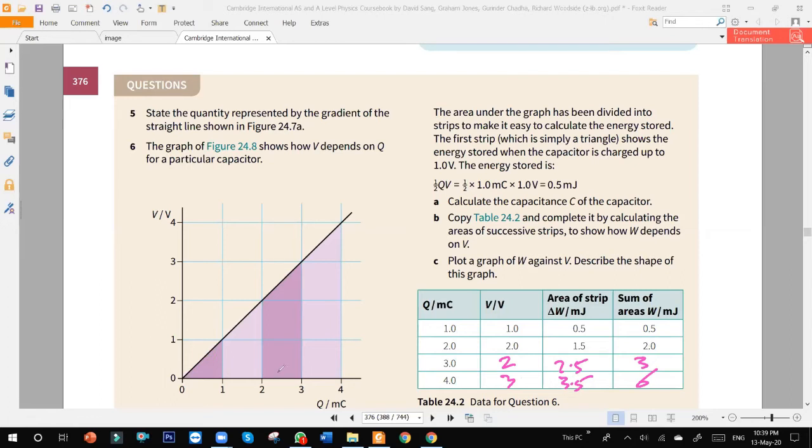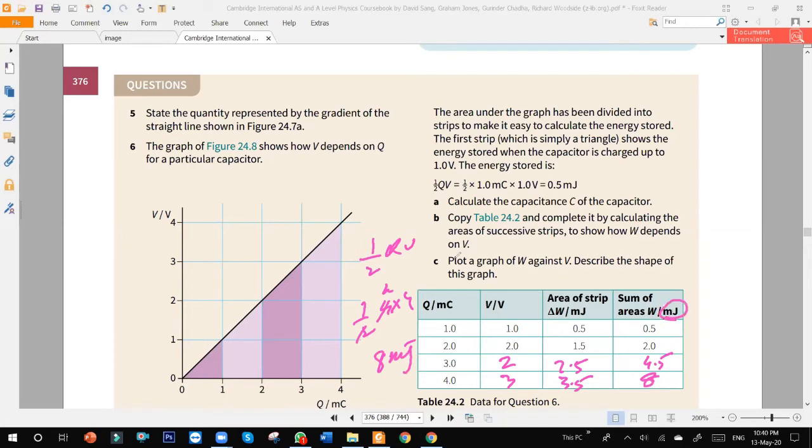Sum of area like this is 0.5, 0.5 plus this, that is 2. 2 plus this, that will be something different. This will be 2, 3, 4, 4.5. And 4.5 plus 3.5 is 5, 6, 7, 8. So that is 8. And that is 1 divided by 2, Q times V. So 1 divided by 2, Q is 4 and V is also 4, so 2 times 4, that is also equal to 8 millijoule. Okay, and this is also equal to 8 millijoule.